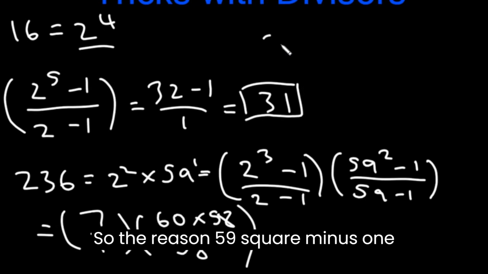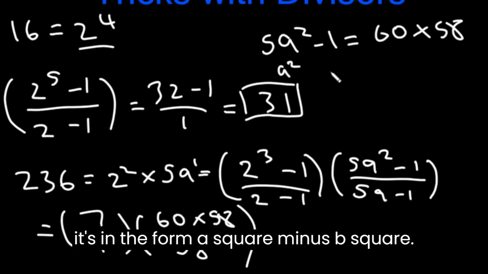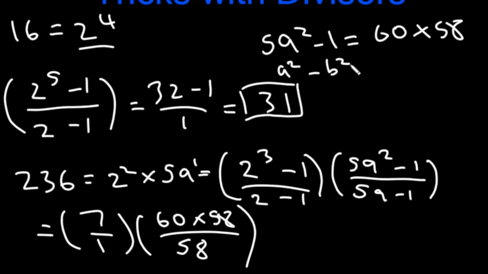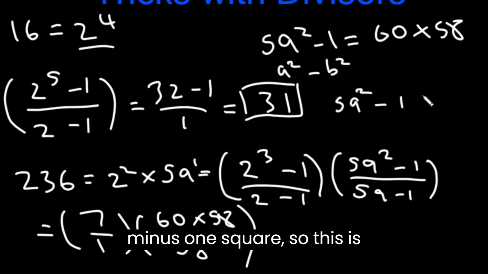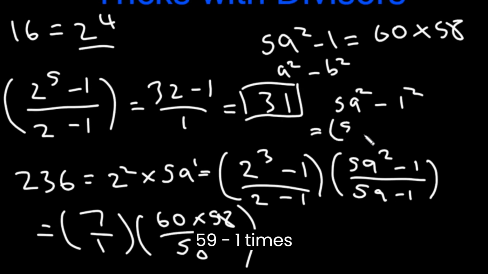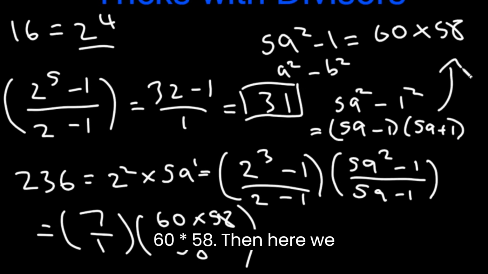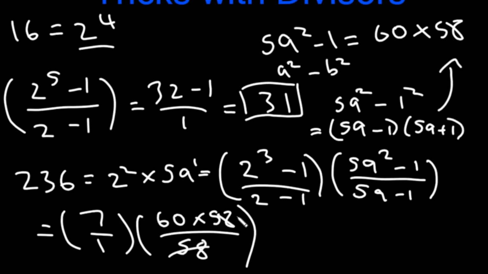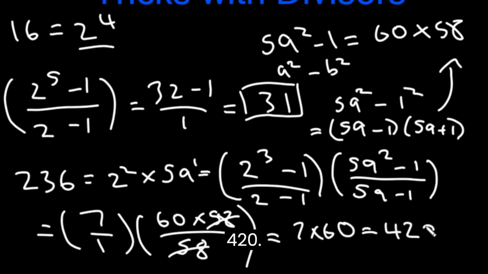The reason 59 squared minus 1 is 60 times 58 is because it's in the form a squared minus b squared. A is 59, and so that's 59 squared minus 1 squared. So this is 59 minus 1 times 59 plus 1. So this is 60 times 58. Then here we can cancel out the 58. So this is 7 times 60, so this is 420.